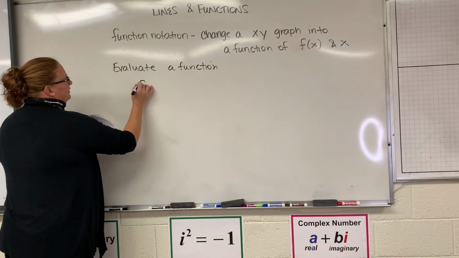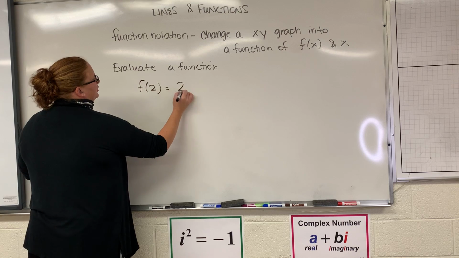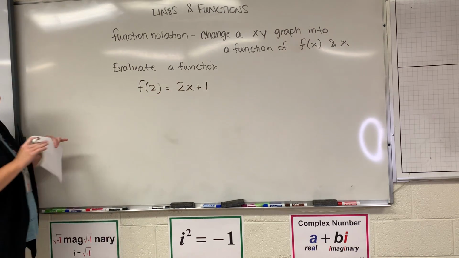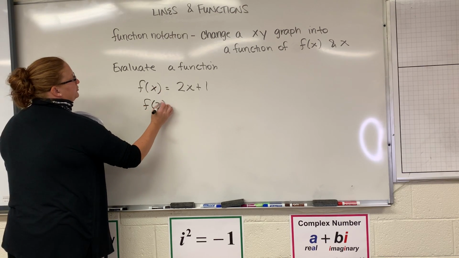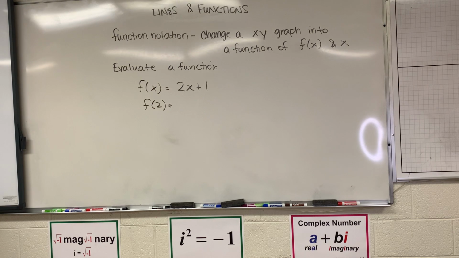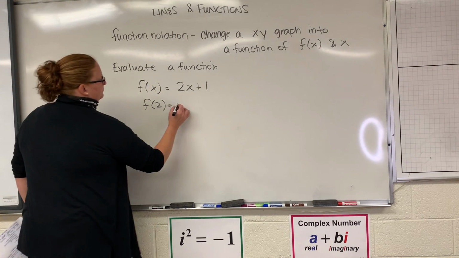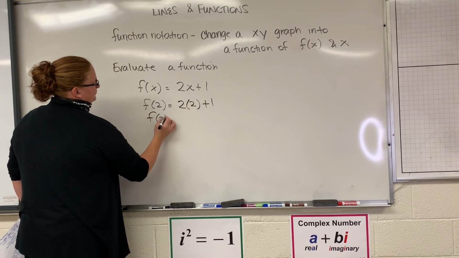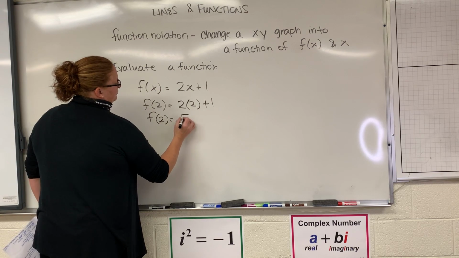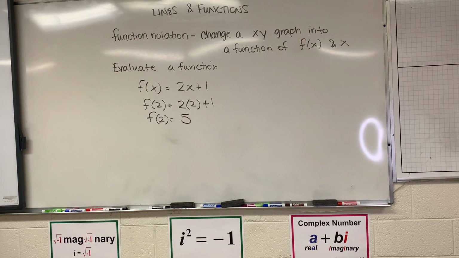Remember if I have f of x equals 2x plus 1, that's not actually right, so let's put an x here first. And then I say, what's f of 2? What does that mean? What did I just do? I replaced x with 2. So what do I do to the function? Replace x with 2. So f of 2 is, what's that, 5?